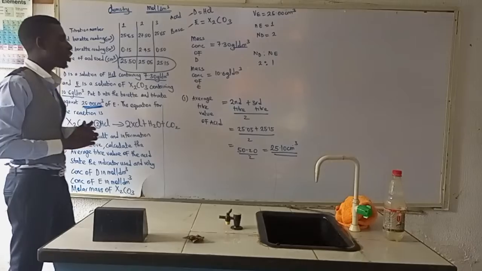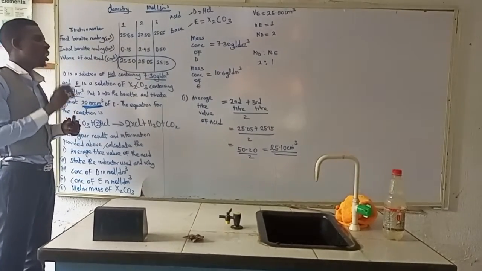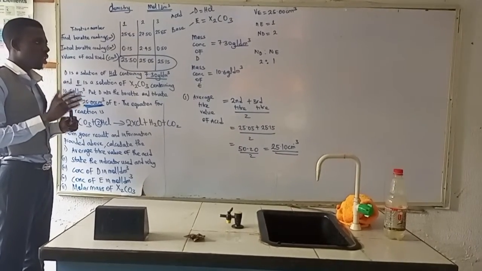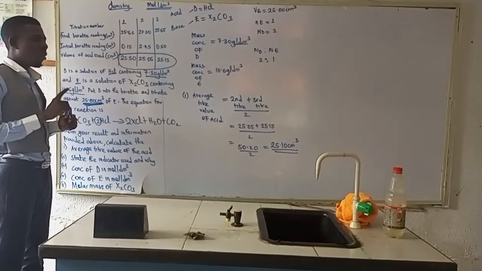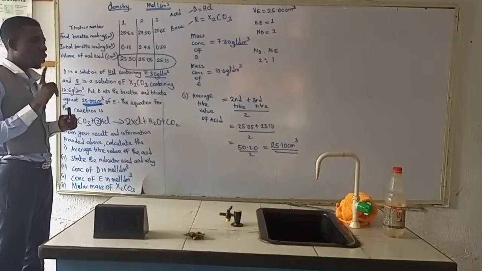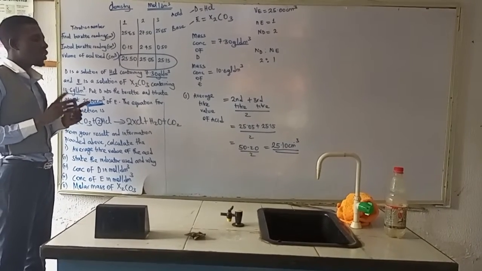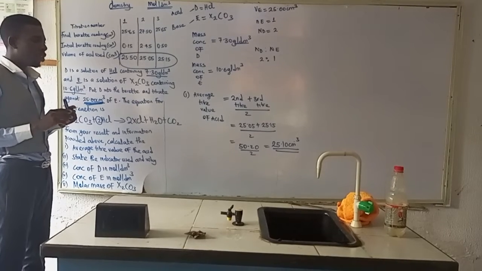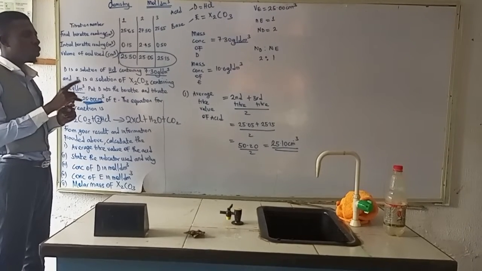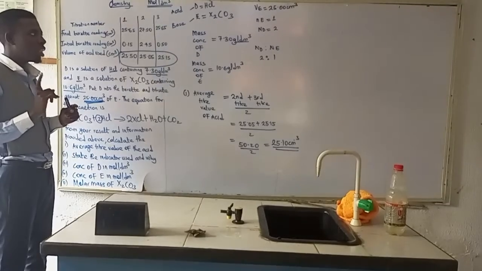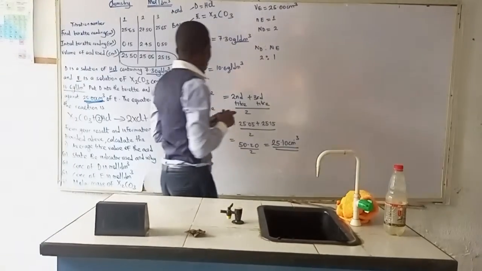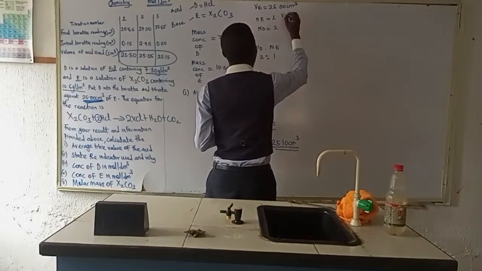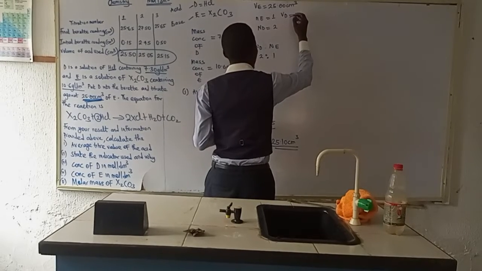25.10 centimeter cube. My average titre value is the second plus third divided by 2: 25.05 plus 25.15. The answer is 50.20 divided by 2. The answer happens to be 25.10 centimeter cube. That means the volume of my acid, Va, will now be 25.10 centimeter cube.